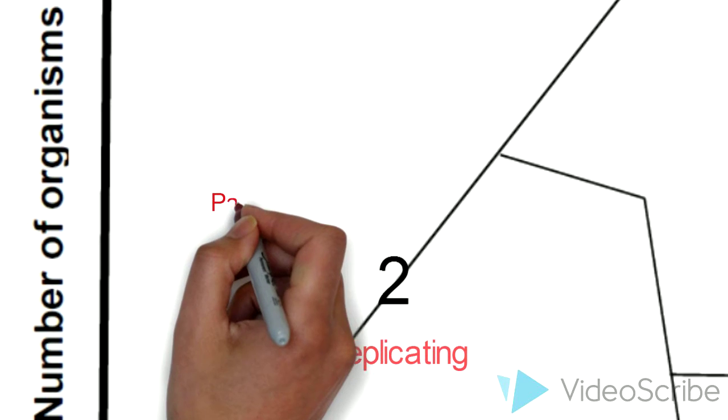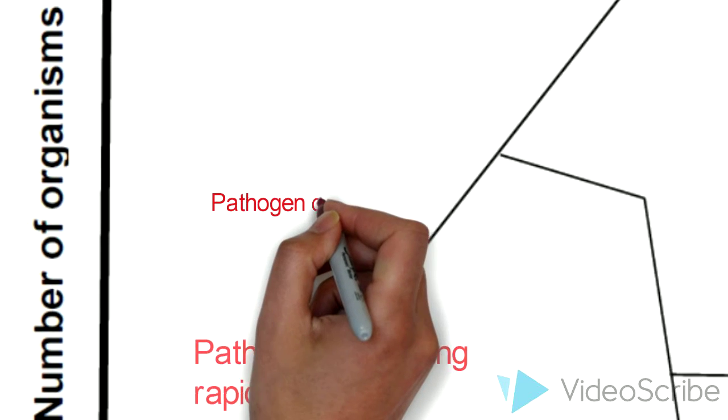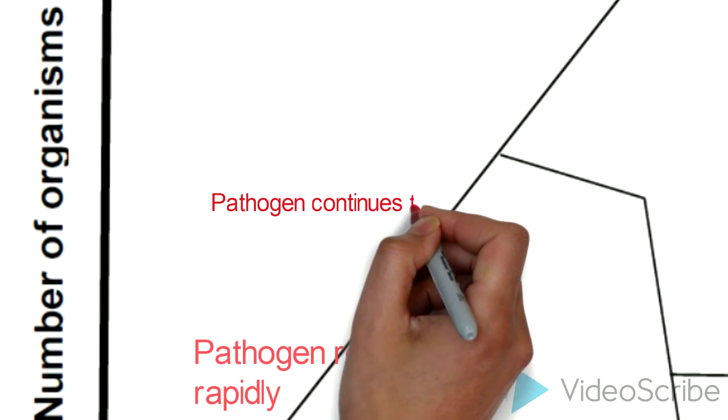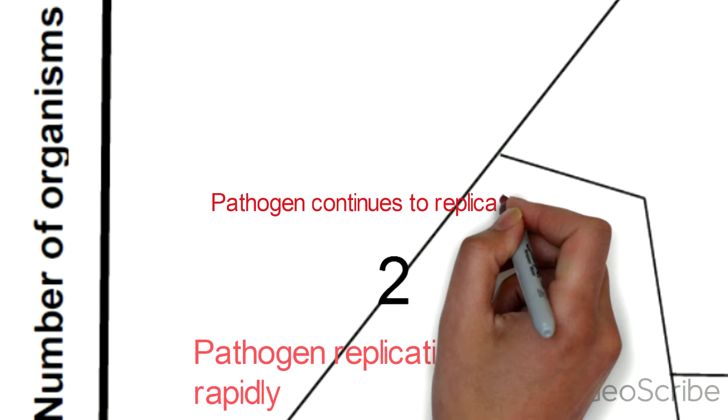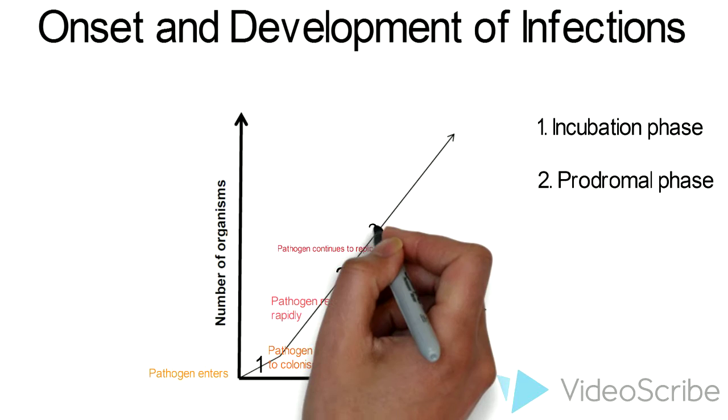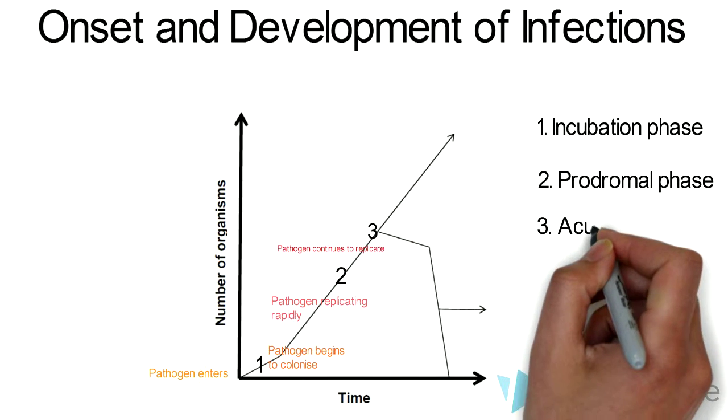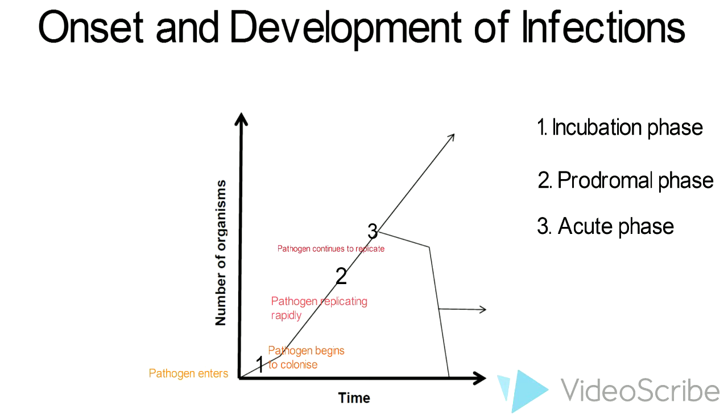Now if the pathogen continues to grow quickly, exponentially, it will lead to the next phase, which is the acute phase. So the acute phase is where signs and symptoms are at their peak and they're most obvious. Now, the virulence of the particular pathogen will determine where it goes from here, but also how the body reacts to it.